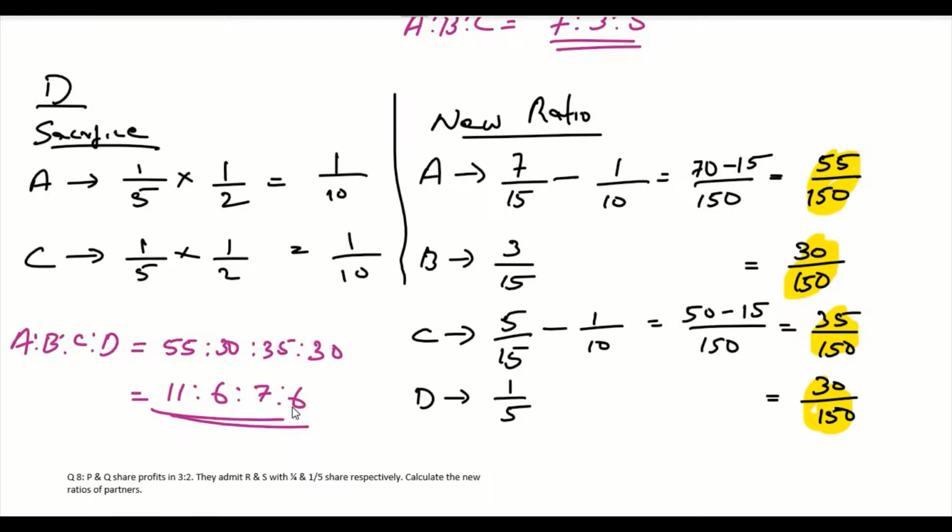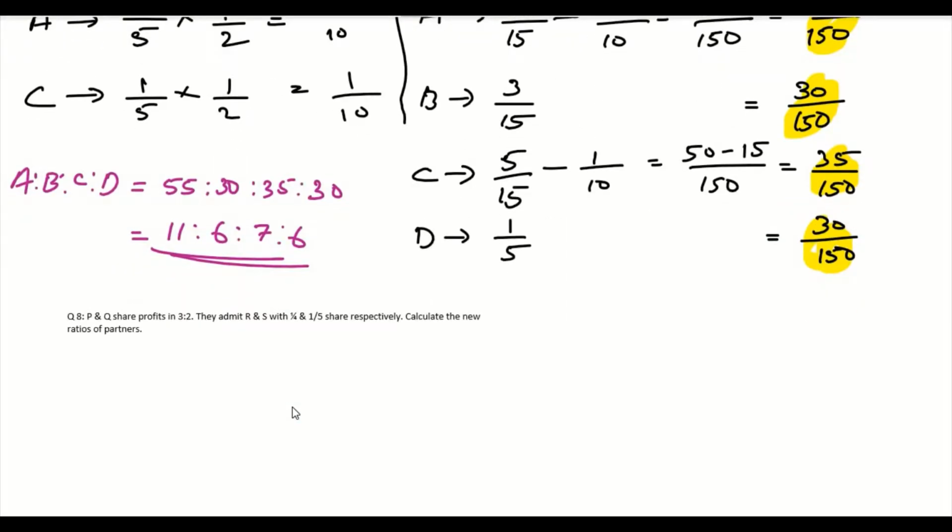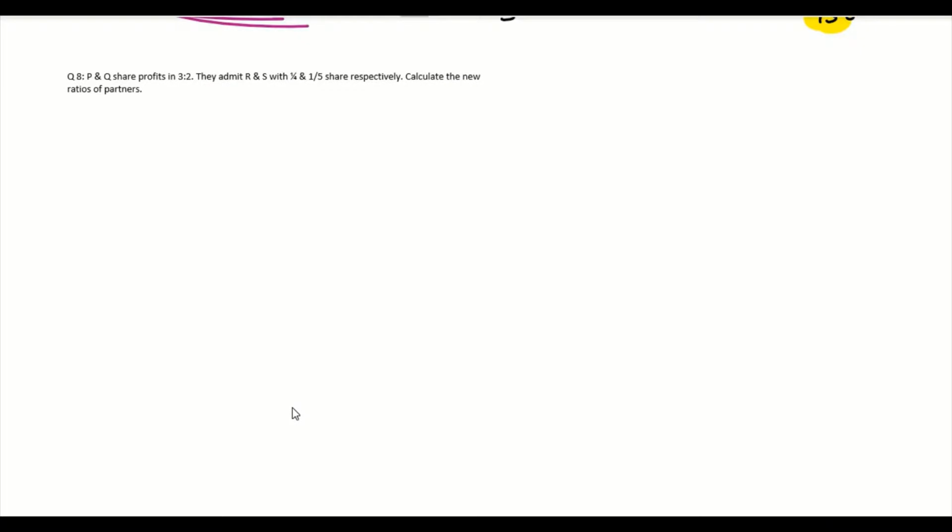Now let's move on to question number 8. P and Q share profits in 3:2 ratio. They admit R and S with 1/4 and 1/5 share respectively. Calculate the new ratios of the partners. Okay, so we have P and Q as partners. They share profit and losses in the ratio of 3:2. Then there are two admissions. R is admitted to partnership firm for 1/4 share of profit, and then S is admitted to partnership firm for 1/5 share of profit.